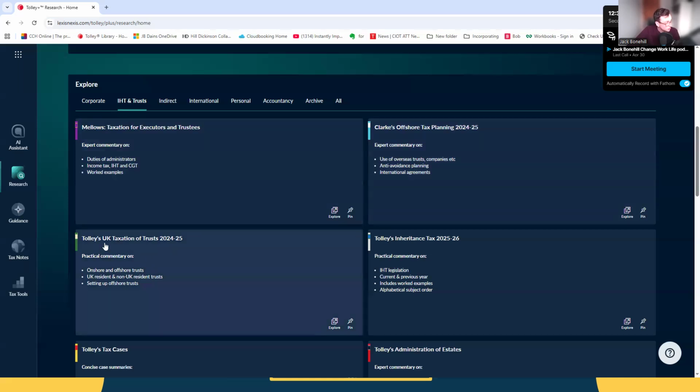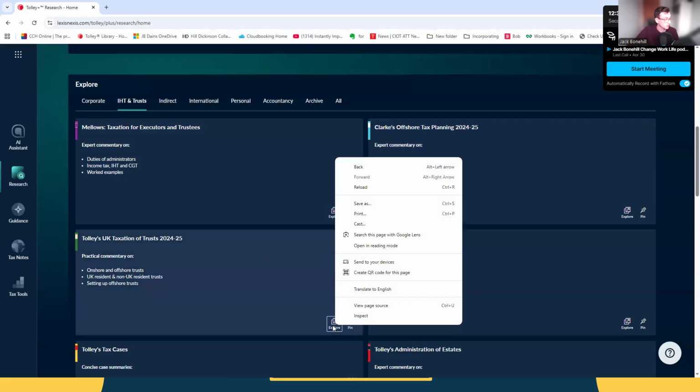Another one we've got here, Tolley's UK Taxation of Trusts 2024-25. So it's exactly what we want to talk about here. Onshore and offshore trusts, great, because we've got an offshore trust and it's talking about the different tax bits. So based on what we've looked at so far, if I was going to choose one of these books, my starting point would definitely be this book here. I'm just going to open that very briefly.